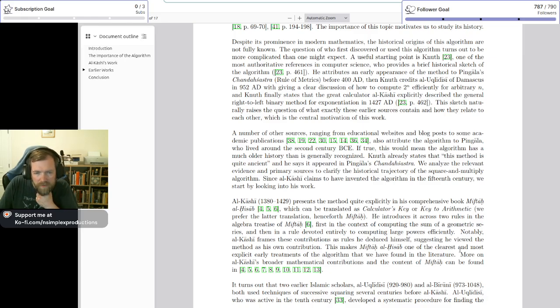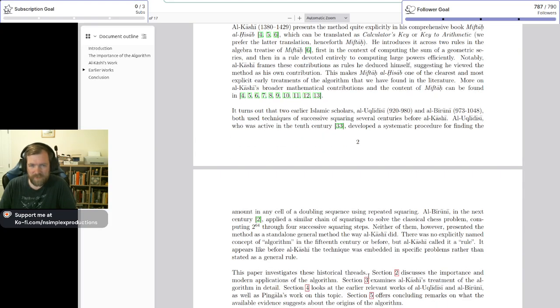Notably, Al-Kashi frames these contributions as ones he deduced himself, suggesting he viewed the method as his own contribution. This makes Miftah al-Hisab one of the clearest and most explicit early treatments of this algorithm that we have found in the literature. More on Al-Kashi's broader mathematical contributions and the account of Miftah can be found in the following references: 4, 5, 6, 7, 8, 9, 10, 11, 12, 13.